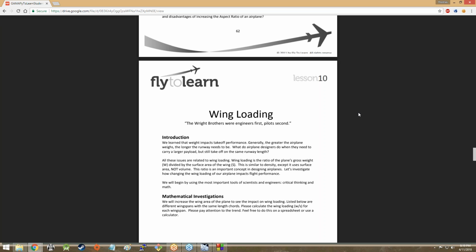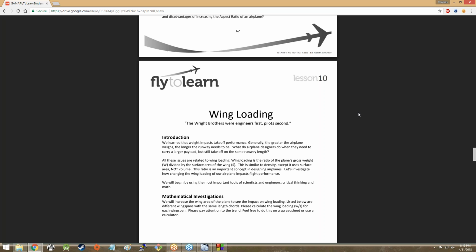It might have actually been one of the ones that we didn't get to because we were trying to get to the engineering of flight, but regardless. Generally speaking, the greater the airplane weighs, the longer the runway needs to be. Makes sense. A heavier airplane needs to generate more lift, which generally requires more thrust, which generally requires a longer runway. Anyway, you get the idea.